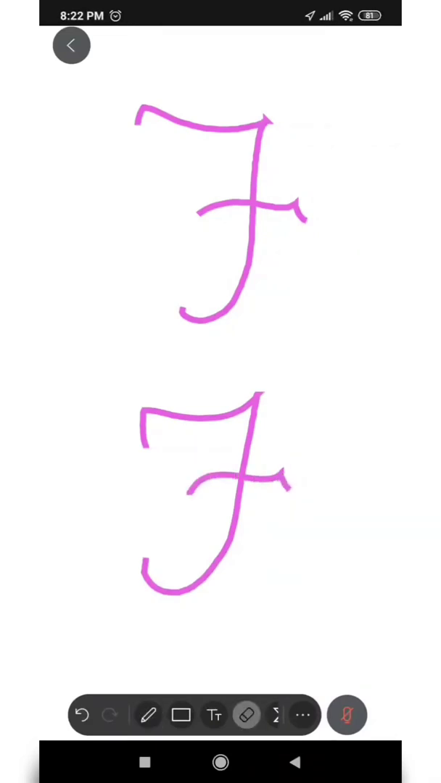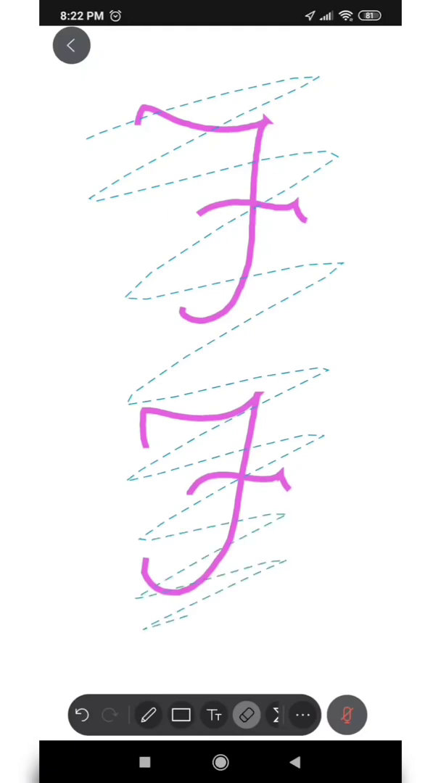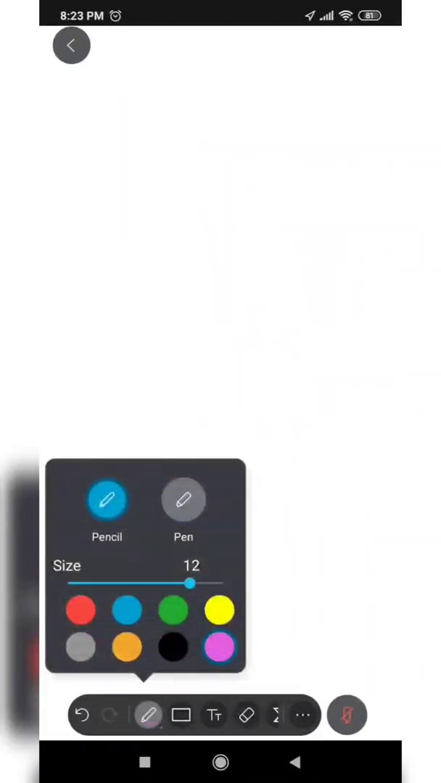Okay. And G. So now we're going to write G. See how you write G. G, you have to touch the 4th line.